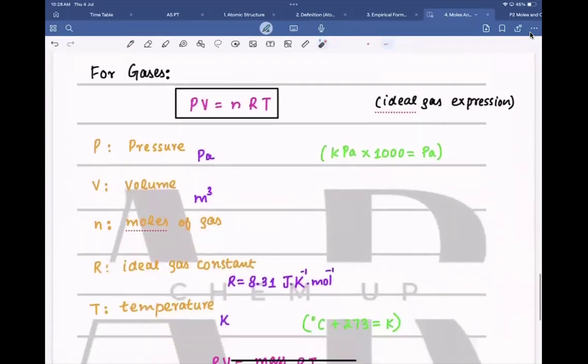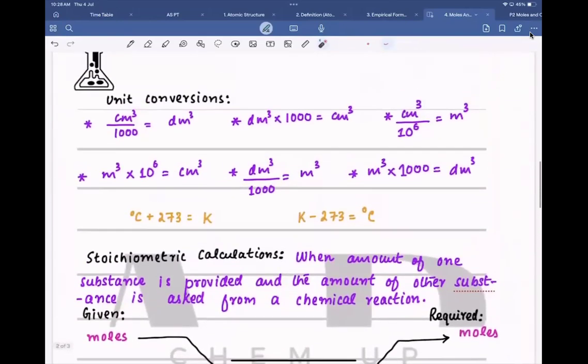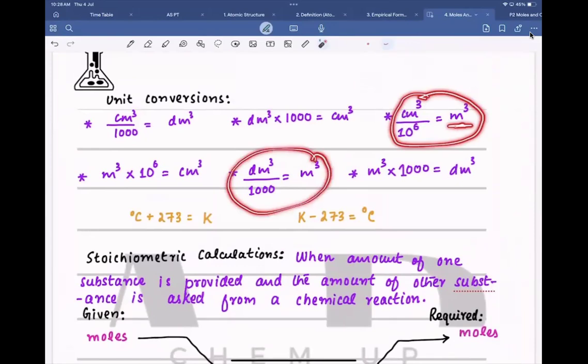Okay. Here you have to keep in mind a few things. P is pressure, which is always kept in pascals. If the examiner gives you the pressure in kilopascals, you just multiply by 1,000 to turn it into pascals. Volume must be in meter cube. That's why I have told you these conversions. If the volume is in centimeter cube or decimeter cube, that's how you will convert it into meter cube.